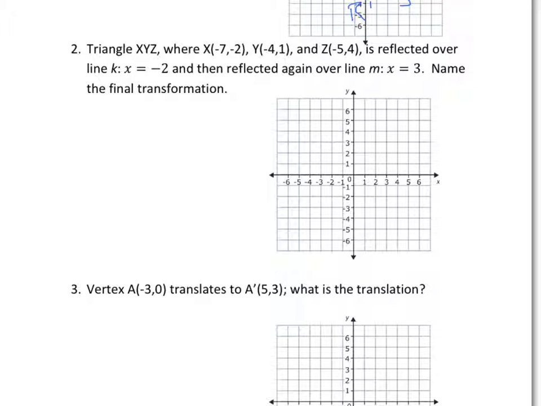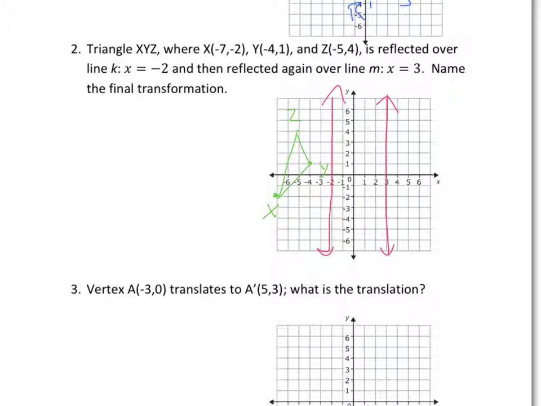Number 2, we have a triangle, triangle XYZ. X is at (-7, -2) over here, Y is at (-4, 1), Z is at (-5, 4). So there's our pre-image. First we're going to reflect it over two lines. The first one, line K, is at x equals -2. That line right there. Then we're going to reflect it again over x equals 3, to see what our final translation looks like.